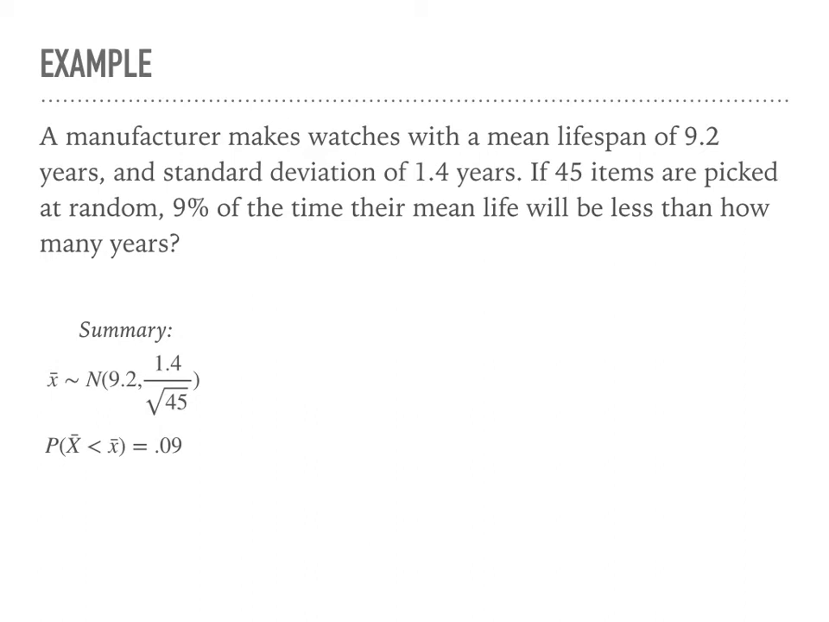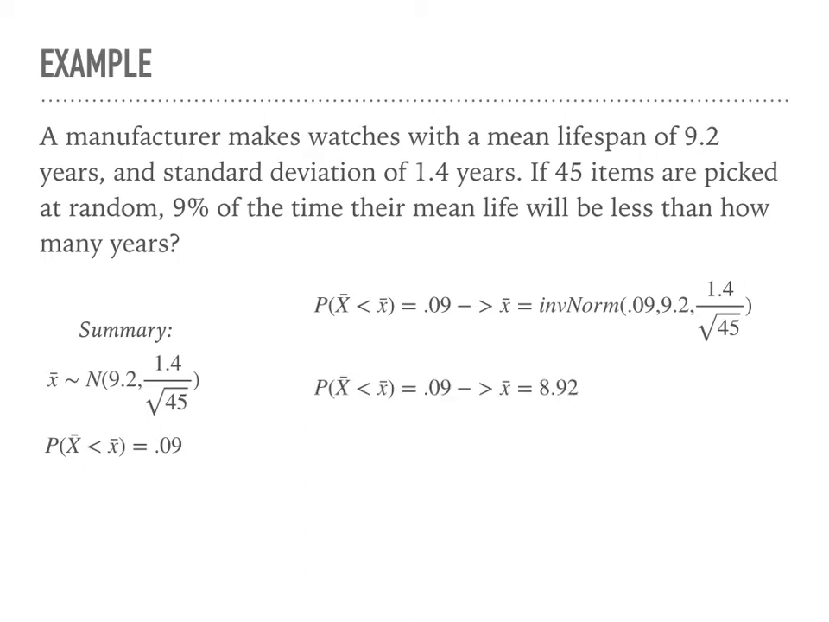We can make the assumption that the sample means are normally distributed, and we would use the inverse norm function here. Our area to the left is going to be 0.09. The mean is 9.2. Standard deviation is 1.4 divided by the square root of 45. So 9% of the time, the mean life will be less than 8.92 years.